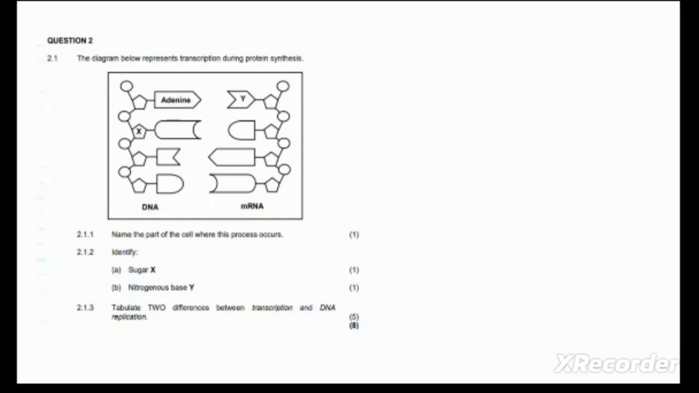So the first question says name the part of the cell where this process occurs. This process is transcription and it takes place in a cell, but specifically in the nucleus. The answer is nucleus. Identify sugar X. Sugar X is deoxyribose sugar because they've written DNA down there. And nitrogenous base Y, I remember the other side is written mRNA, not DNA. So it means that Y is going to be uracil.